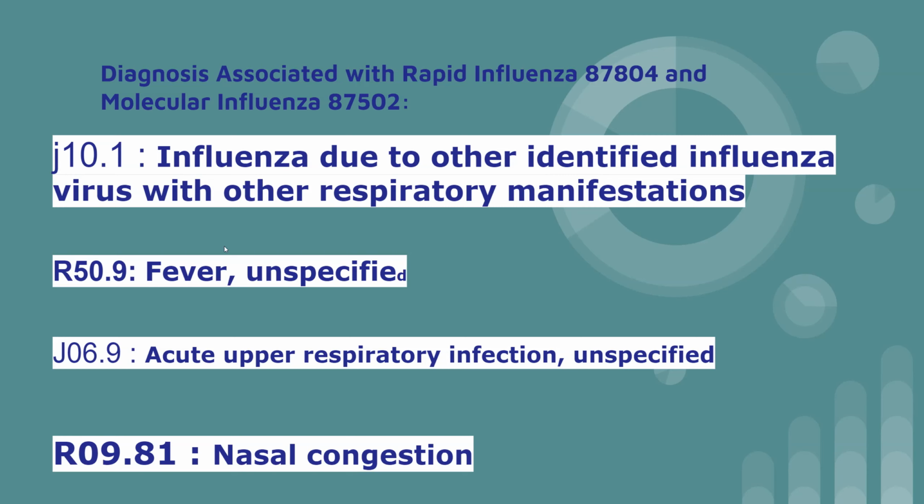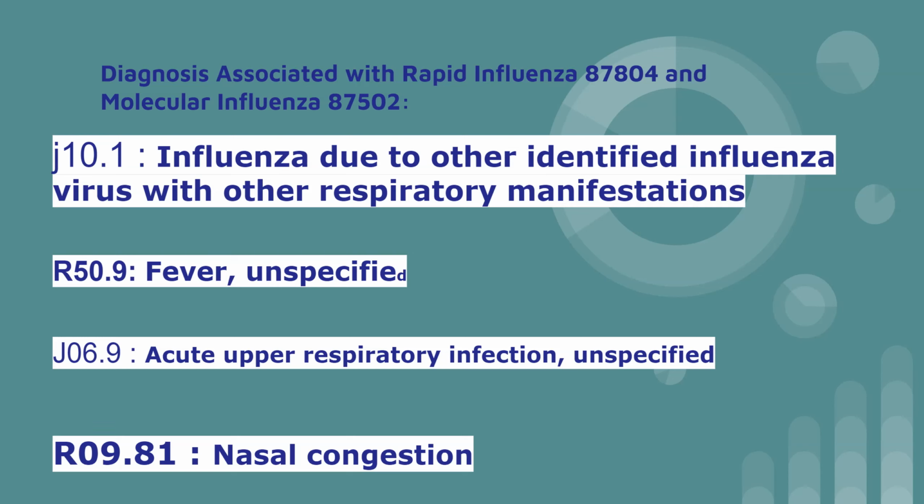The other most common test we do is the rapid flu test, the rapid influenza test, 87804. We sometimes do the molecular flu, which is a PCR test. It's very expensive, so we use the rapid influenza test. So obviously you can see the diagnosis of influenza goes with influenza testing, just like the diagnosis of strep pharyngitis goes with strep. But most of the time right now the patients come back negative for the influenza test. So the next more specific diagnosis would be fever.